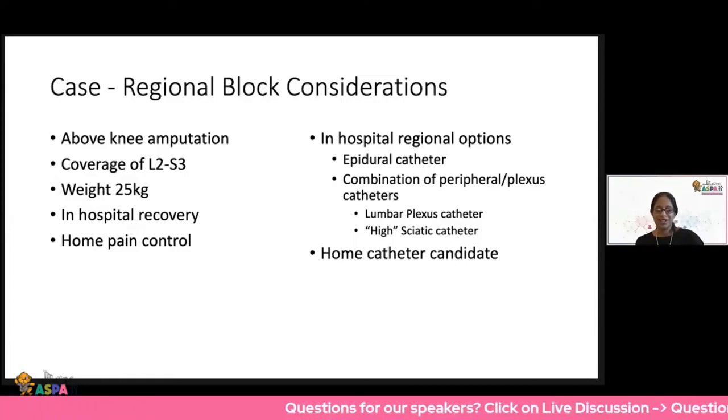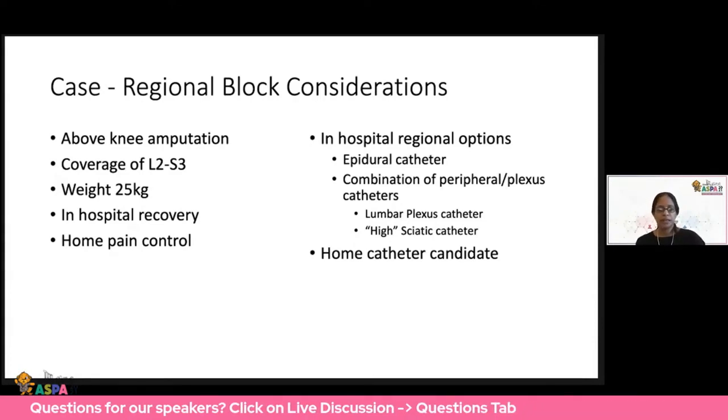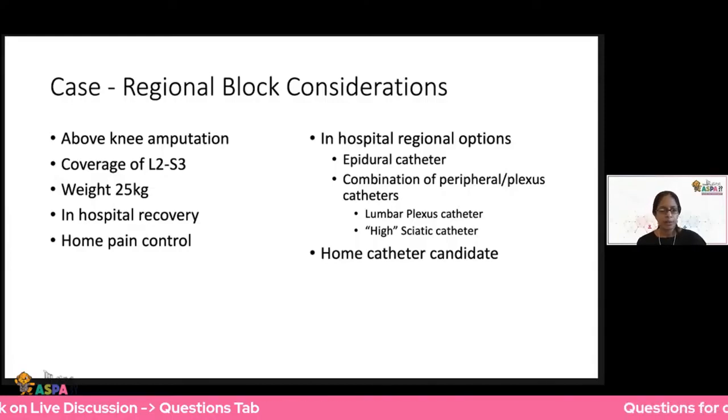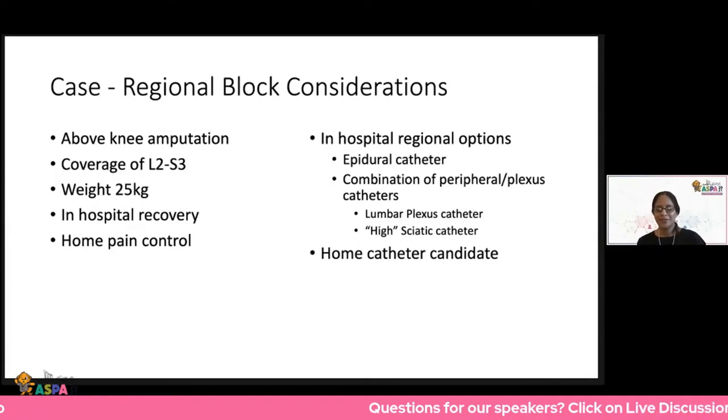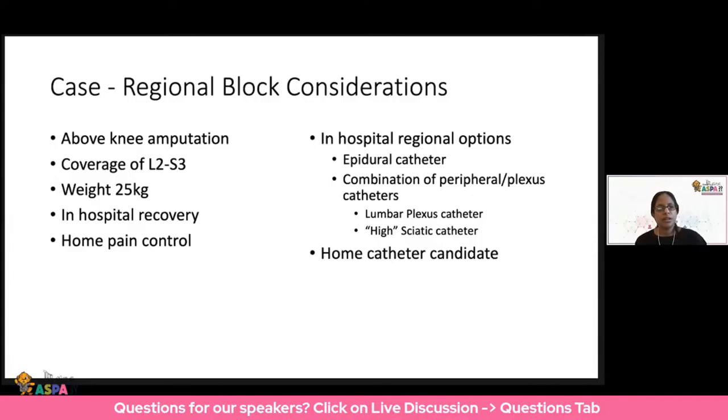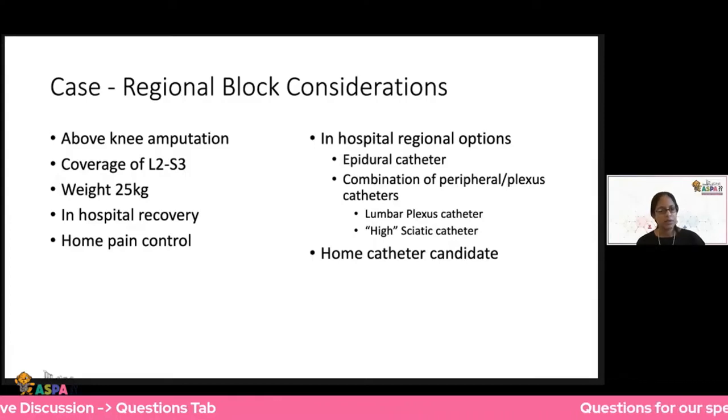So if we decide not to do an epidural and go with peripheral regional anesthesia, do you want a plexus catheter that could cover the higher branches? A lumbar plexus catheter could cover T12 to L5 on average, or a suprainguinal femoral fascia iliaca catheter could cover the femoral, lateral femoral cutaneous, and maybe additionally the obturator distribution of the nerves.